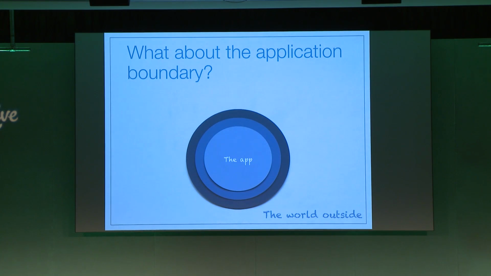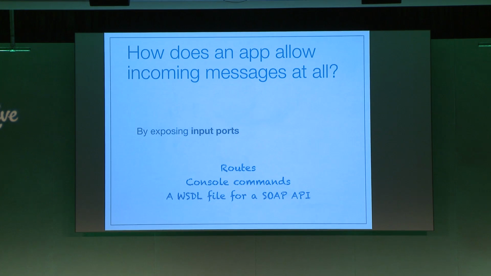What about the application boundary itself? So we talked about communication between layers. Eventually, there has to be a point where messages can cross the application boundary itself. And yes, that's entirely possible. But how does this work? Your application in some way has to expose ways in which other people or other systems can talk to your application. And if you work with Symfony or any of the frameworks out there, you know that you just have to define a route. And that is one way to expose, so to say, an input port for your application.